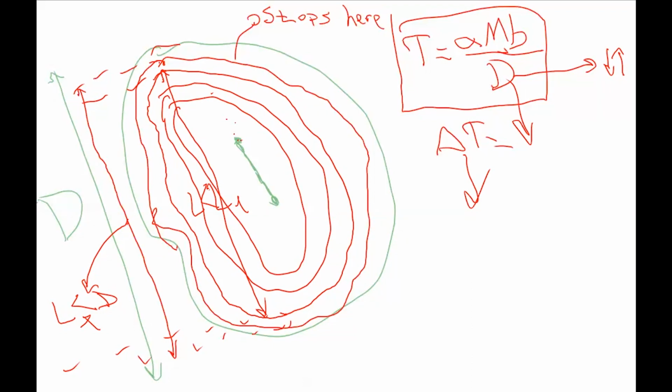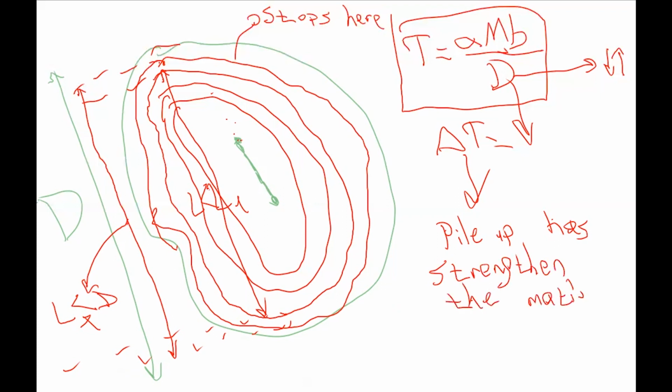So we can conclude that the pileup due to the grain boundary has strengthened the material. Perfect, perfect. All right.